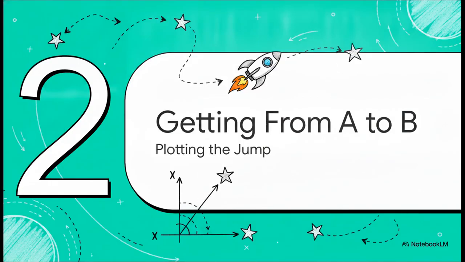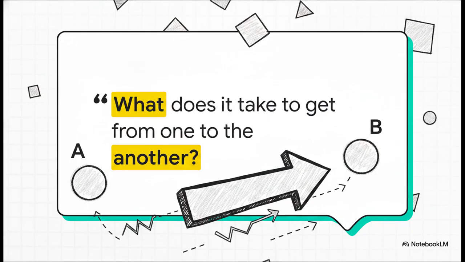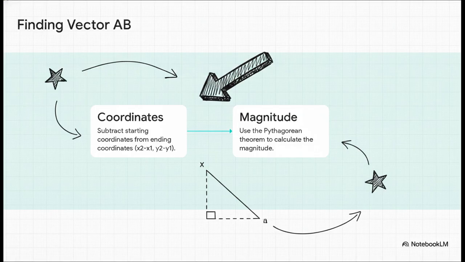Moving right along to part 2, getting from A to B and plotting the jump. So, we know exactly where our stars are anchored, but the real question is, what does it actually take to get from one to another? We know where A is, we know where B is, now we just have to plot the jump. To figure out the vector from A to B, which we just refer to as vector AB, we need to calculate our displacement. Think of this as your ship's exact heading and distance rolled into one. The math here is beautifully straightforward. You just subtract your starting coordinates from your destination, that gives you your X and Y travel components. And to find the actual raw length of that journey, you just run those components through the classic Pythagorean theorem. Honestly, it's just high school geometry powering interstellar travel.